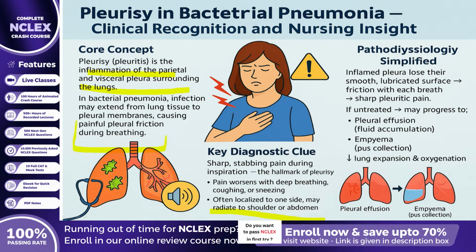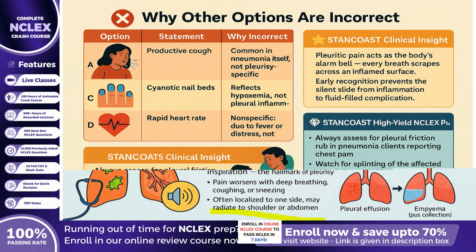Detecting this early sign is critical because untreated pleurisy can progress to pleural effusion, in which fluid accumulates in the pleural space, or empyema, where pus collects and further impairs lung expansion. Early recognition and management of pleuritic pain can prevent these severe complications and promote better oxygenation and comfort. As for the other options, let us analyze why they are incorrect.